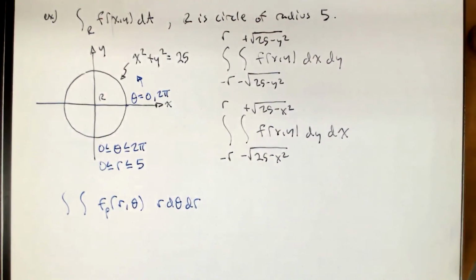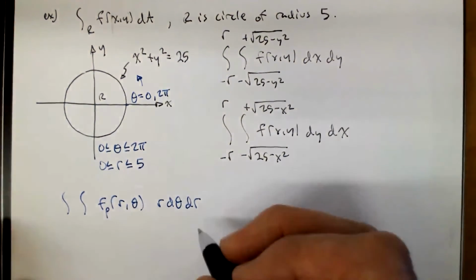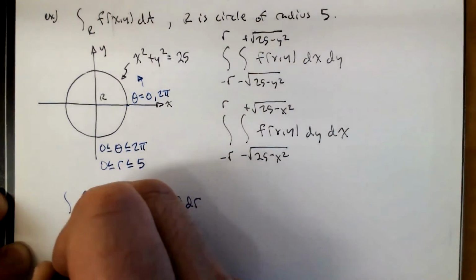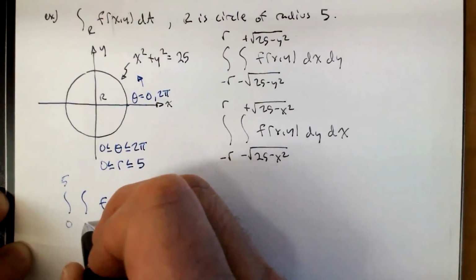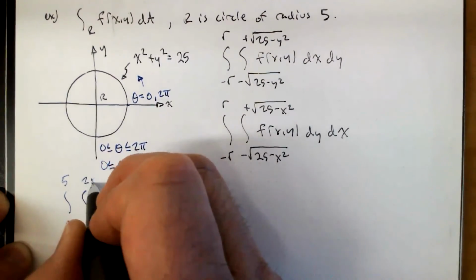Now, written this way, the d theta is the inside integral and dr is the outside integral. The r's go from 0 to 5, and the thetas go from 0 to 2 pi.